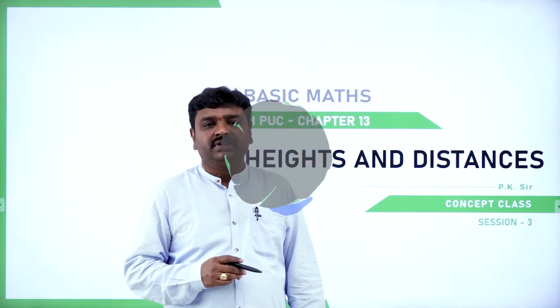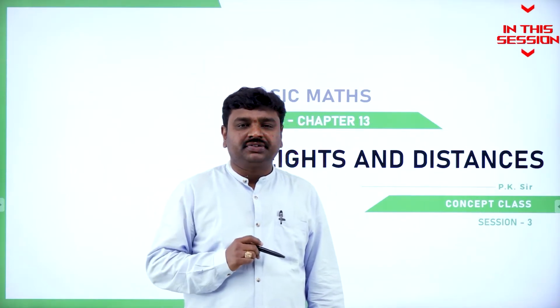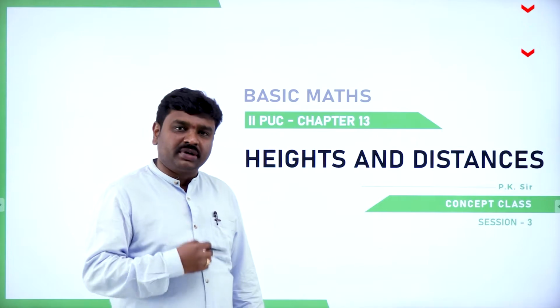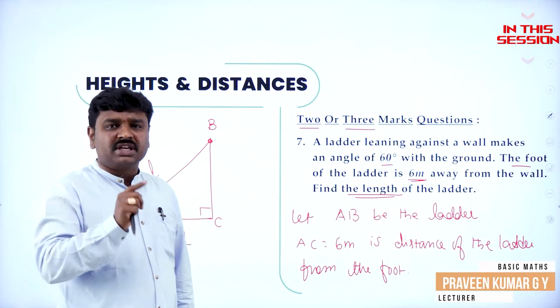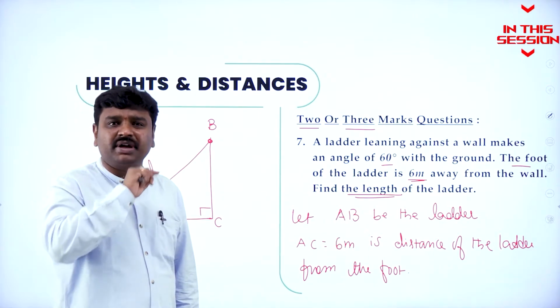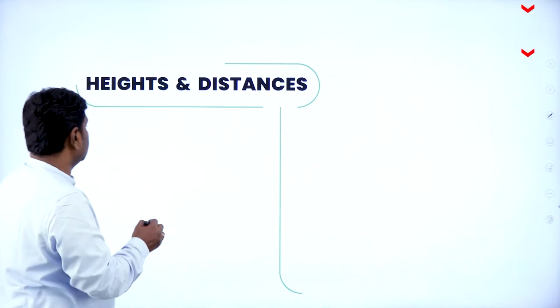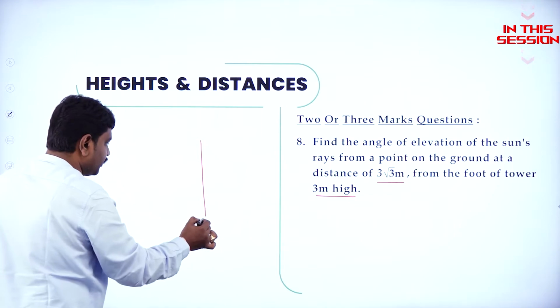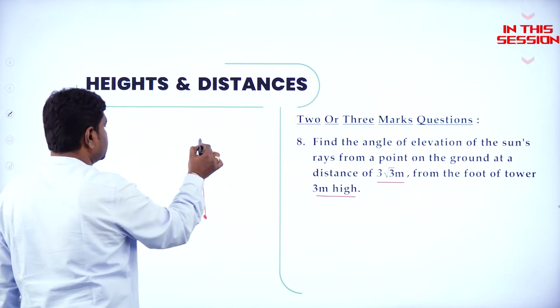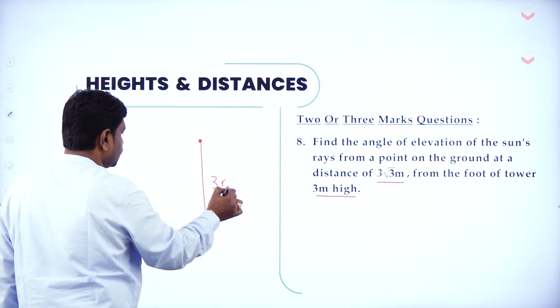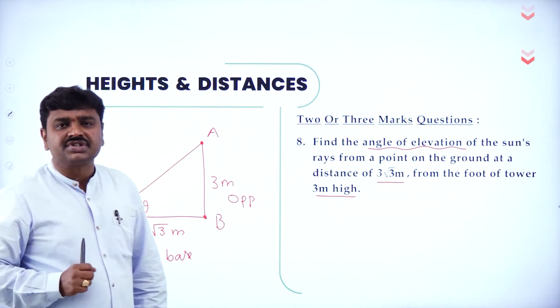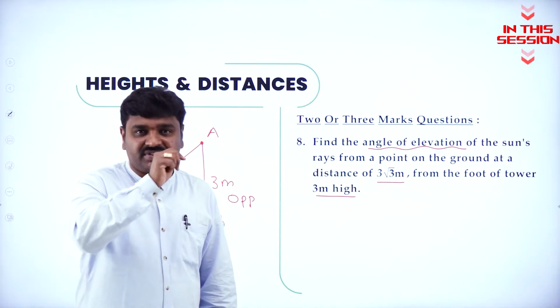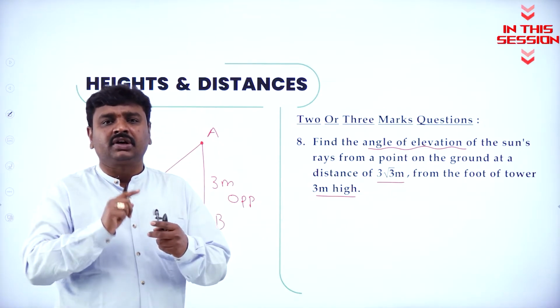Today we'll go ahead with an important chapter, that is heights and distances. We'll continue some more problems. Base is there, hypotenuse you want. Base by hypotenuse, or adjacent by hypotenuse, means take cos theta. So they're telling there is a tower. The height of the tower is just 3 meters. So let opposite and base be associated with which trigonometric function? Tan theta. That's why first learn sine, cos, tan.